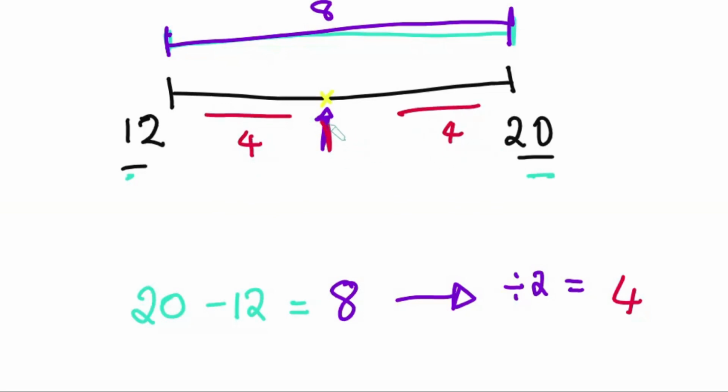How can we find out what number is in the middle? We have to do a simple addition. 12 plus 4. What is 12 plus 4, please?